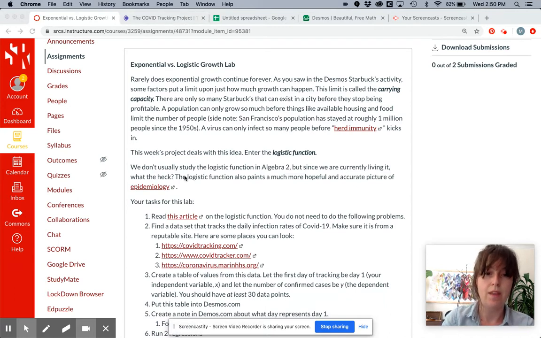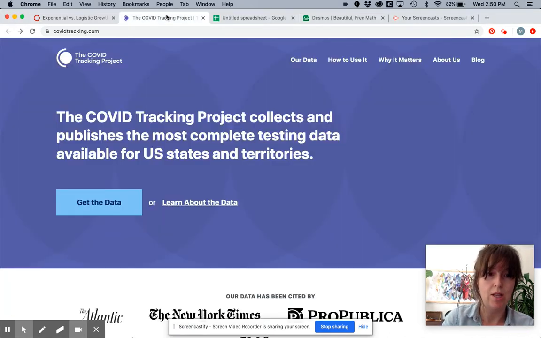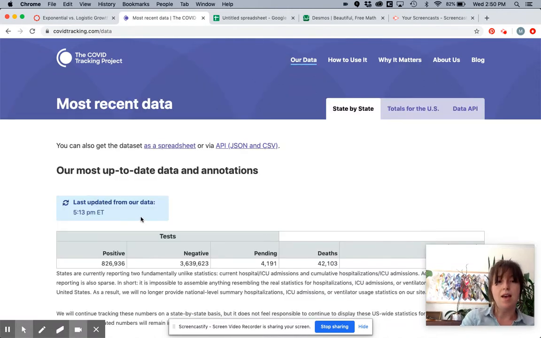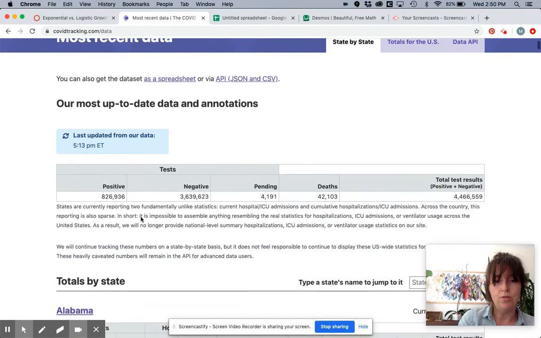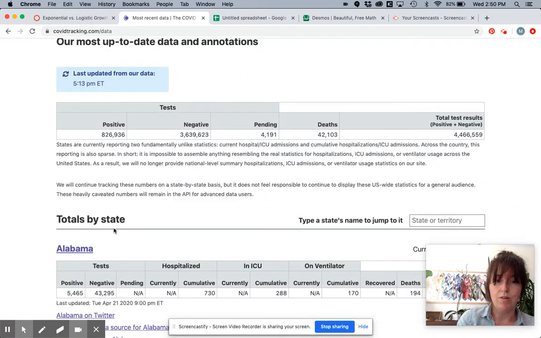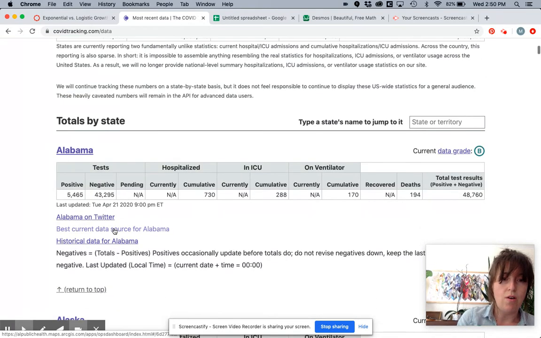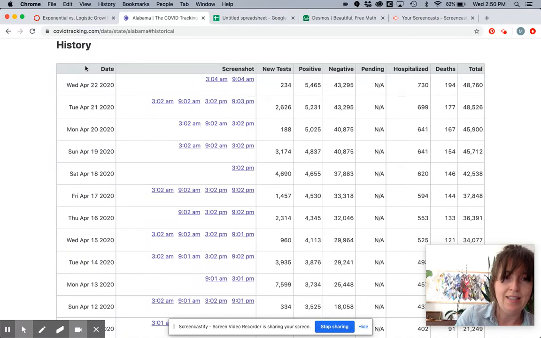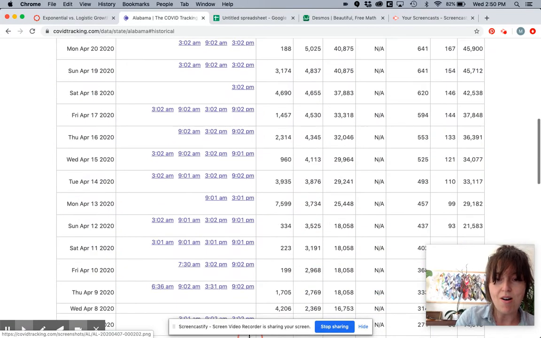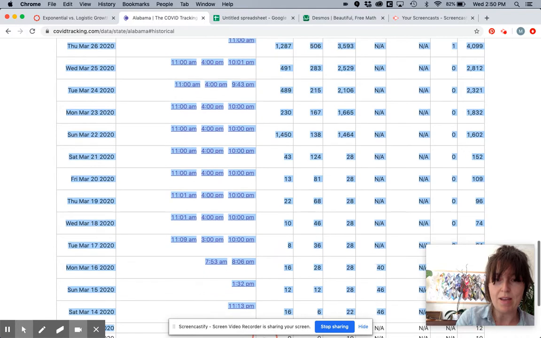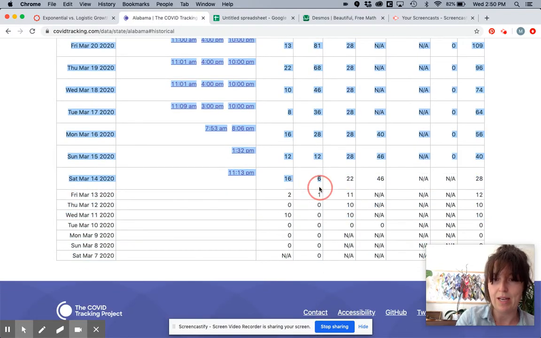So the first one, the COVID Tracking Project, I already loaded it up. We're going to get the data, and then you are going to decide. We've got historical data by state. So you guys probably want to do California, so we'll do Alabama. It has all this information, and I'm just going to copy paste this into a Google Sheet so I can manipulate it.